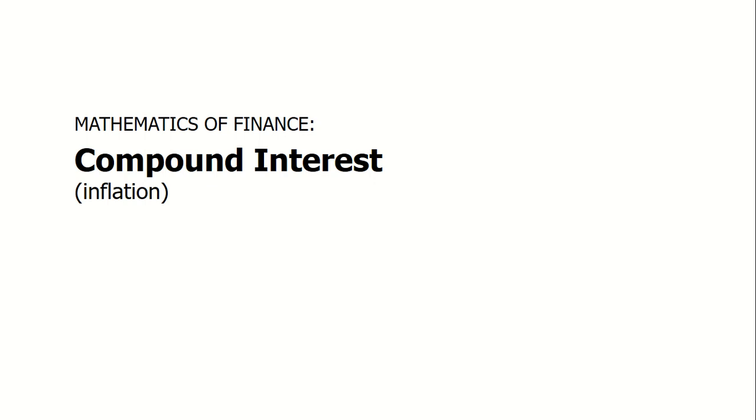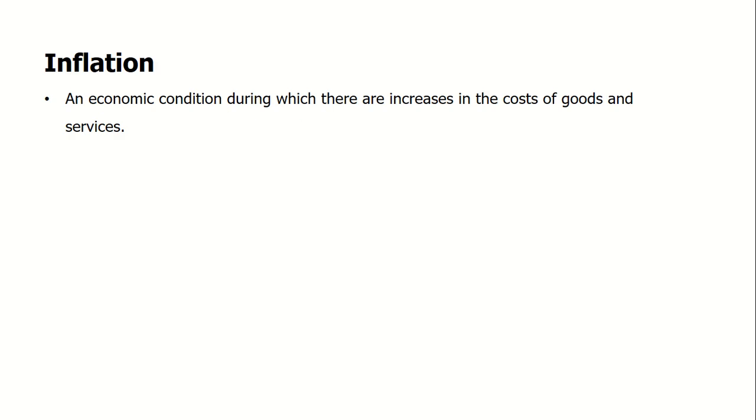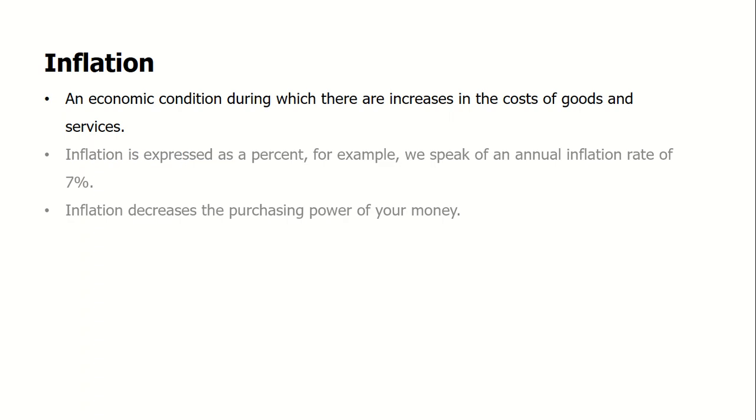Okay, we will extend our discussion on compound interest to the concept of inflation. As we know, when we are living in an inflation, what we have is an economic condition where the prices of goods and services are higher than they used to be. Inflation is usually expressed in percent. We already heard this before. Inflation rate. So let's say if the inflation rate is 7%, the prices of goods are 7% higher than they used to be.